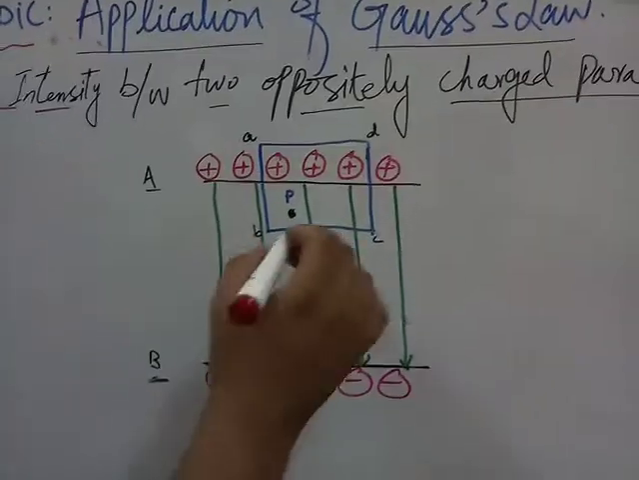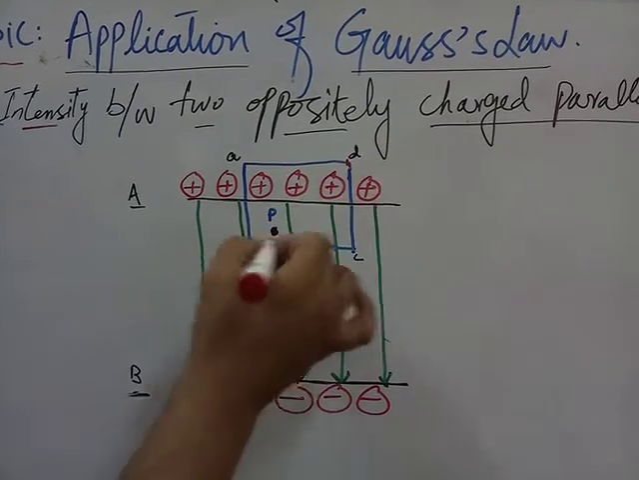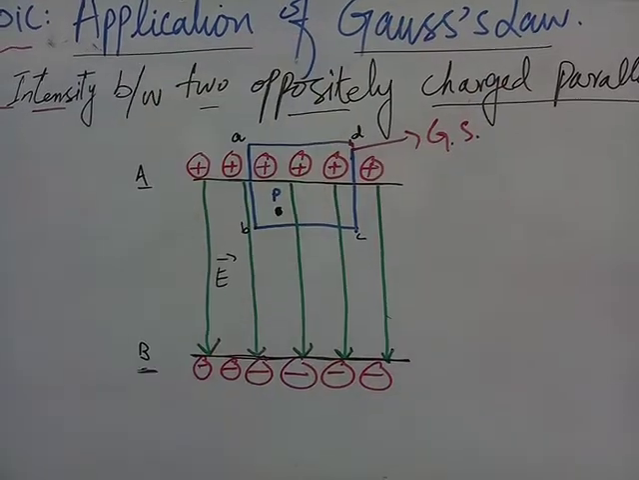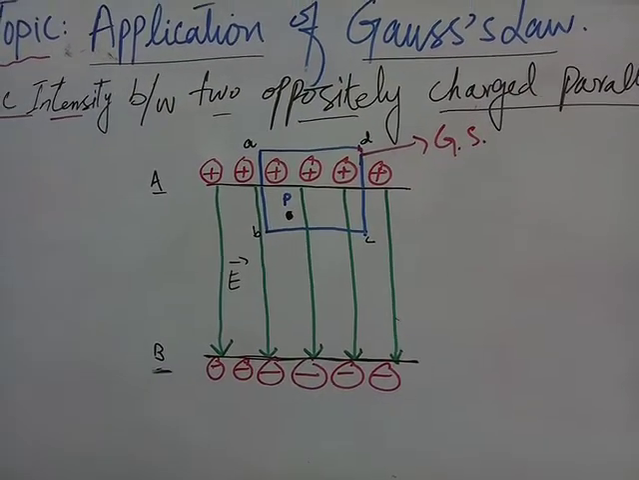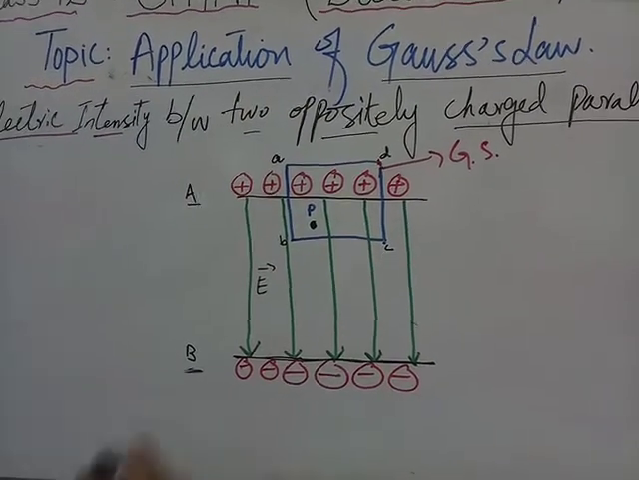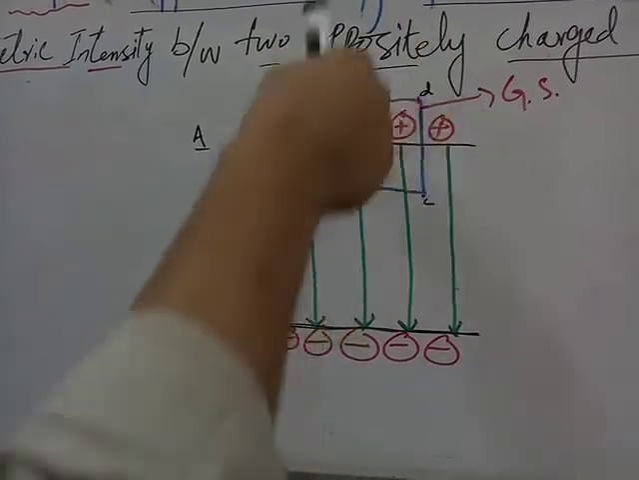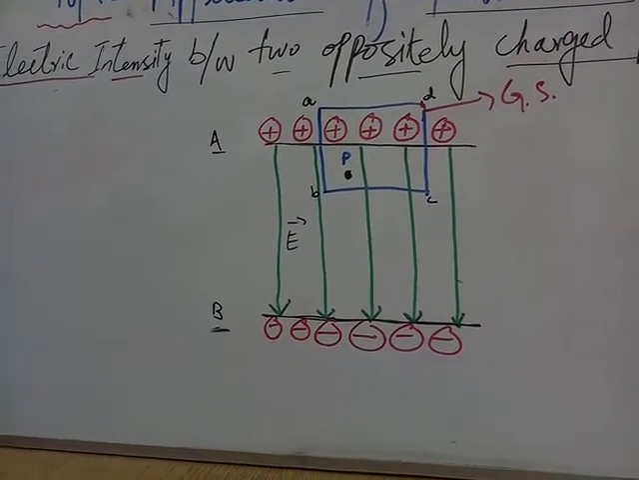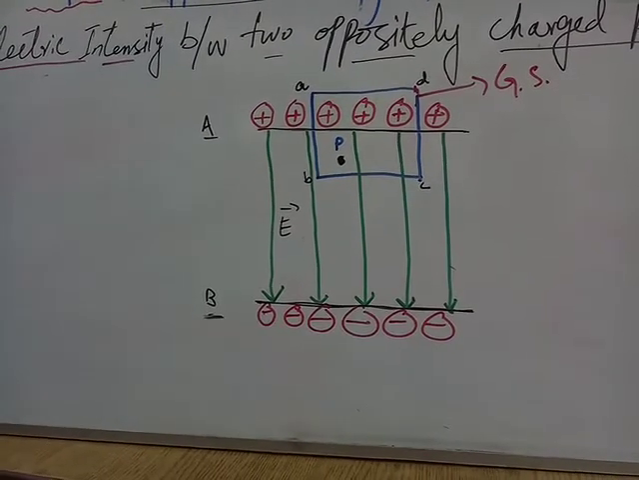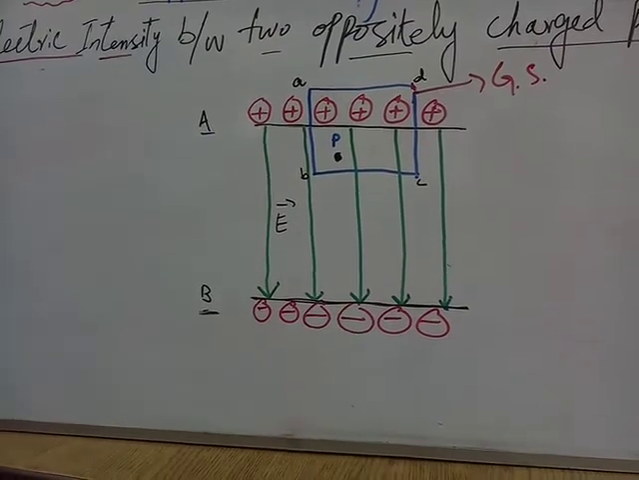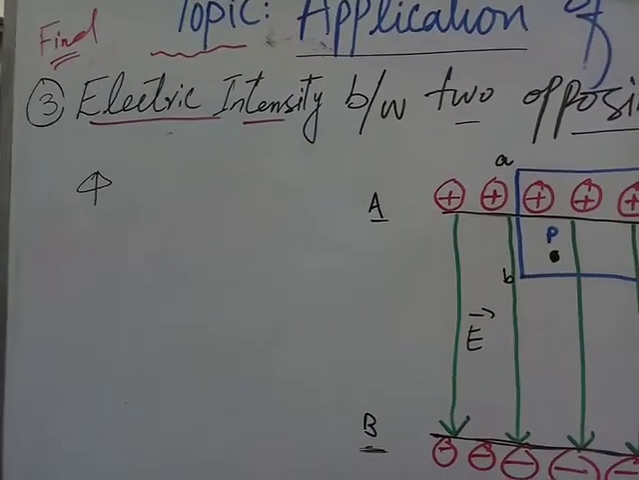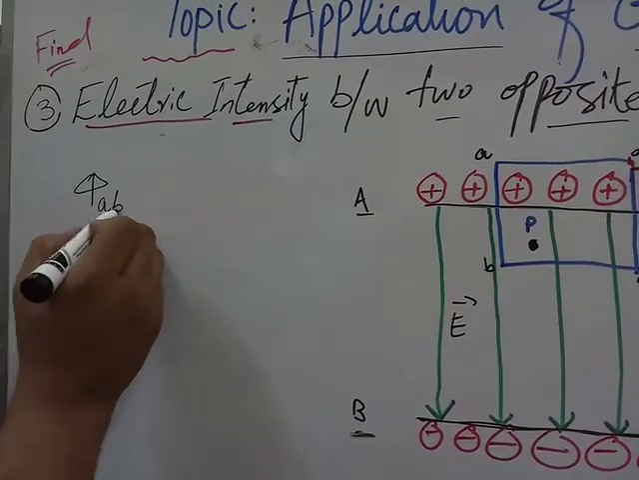So for that we take a rectangular Gaussian surface. This is a Gaussian surface, which is necessary for the calculation of electric intensity, and we can apply Gauss's law only on that surface. So P is the point which is inside the Gaussian surface, and that Gaussian surface is rectangular in form. Now we can calculate the flux by the definition of electric flux.